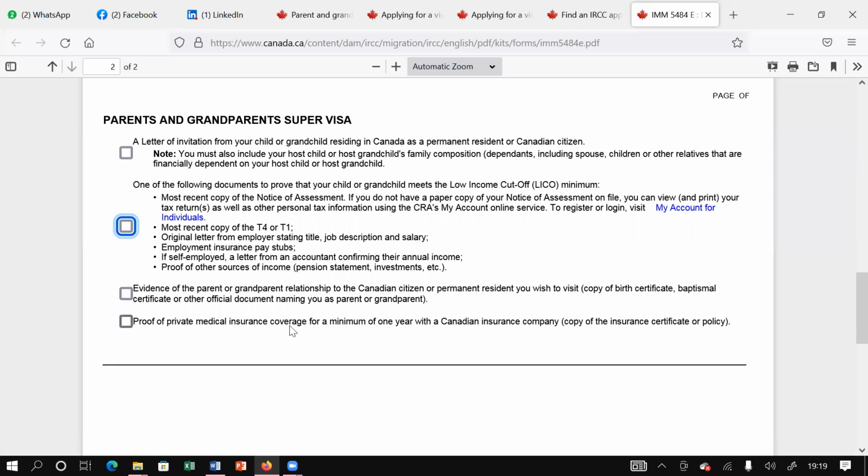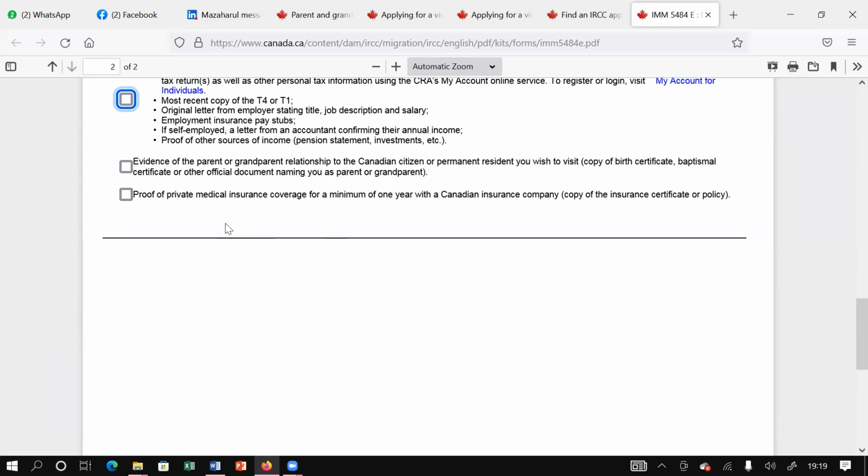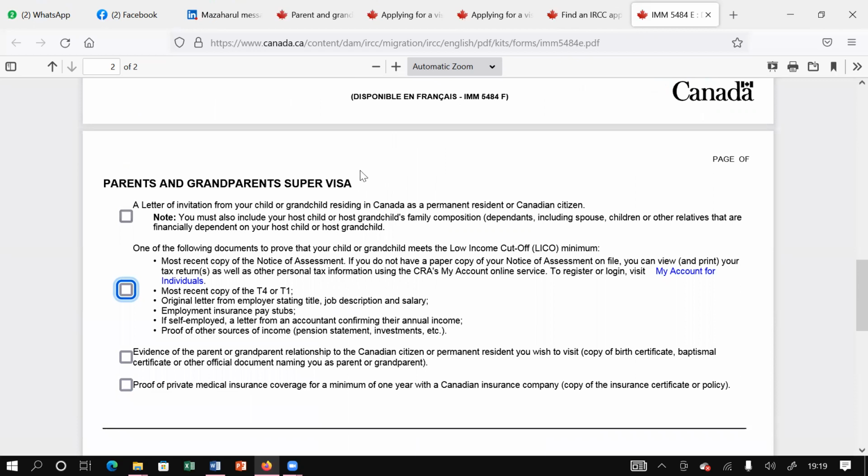Proof of private medical coverage for a minimum of 1 year with a Canadian insurance company. Proof of private medical insurance coverage. I'm a little confused about this point. I have to check. I will check and later I will let you know regarding this point. Proof of private medical insurance coverage for a minimum of 1 year with the Canadian. Okay, its validity should be minimum of 1 year. If you have a current health insurance coverage whose validity is 1 year, then it's okay. So this is the summary.